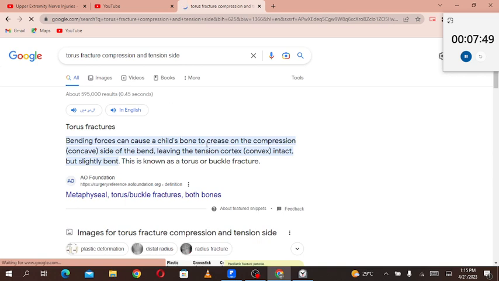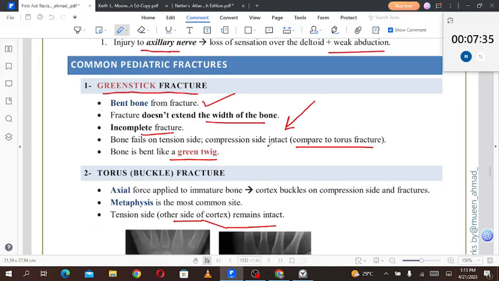The bending forces can cause the child's bone to crease on the compression concave side, leaving the tension cortex, the convex side, intact but slightly bent. So this is about the cortex. I have no idea about these two things.